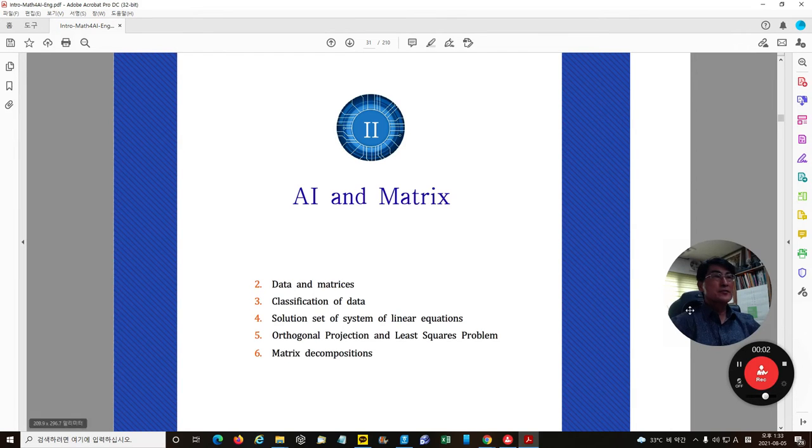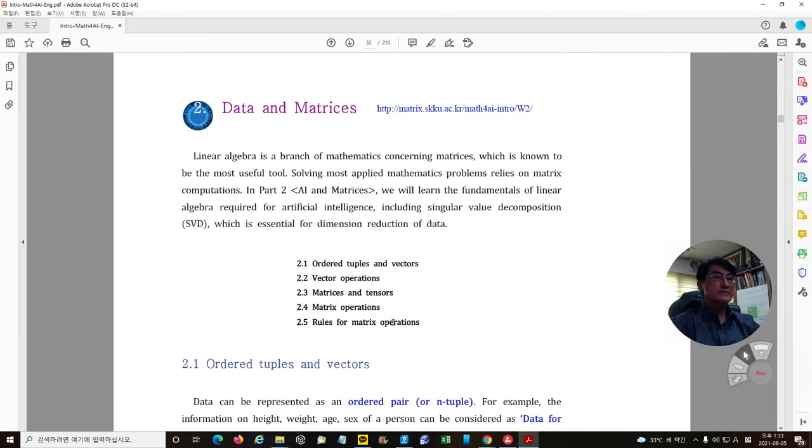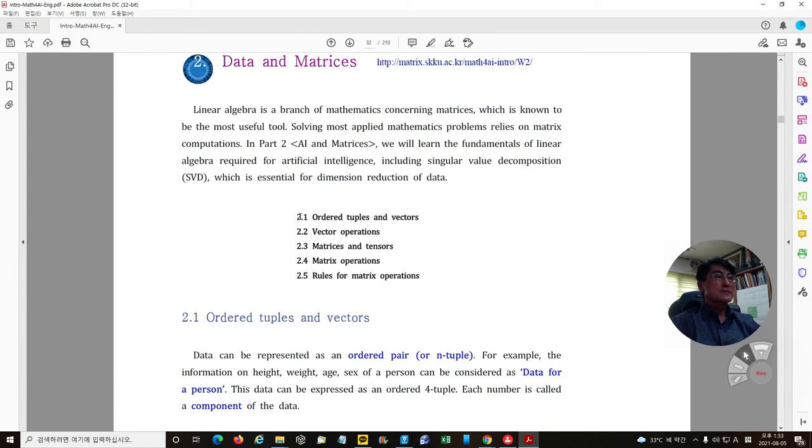Welcome back to Introductory Mathematics for AI. In the last lecture, we started part 2, AI and Matrix, and we went through the first part of data and matrices. In the earlier lecture, we defined ordered tuples and vectors, and we studied the vector operations.